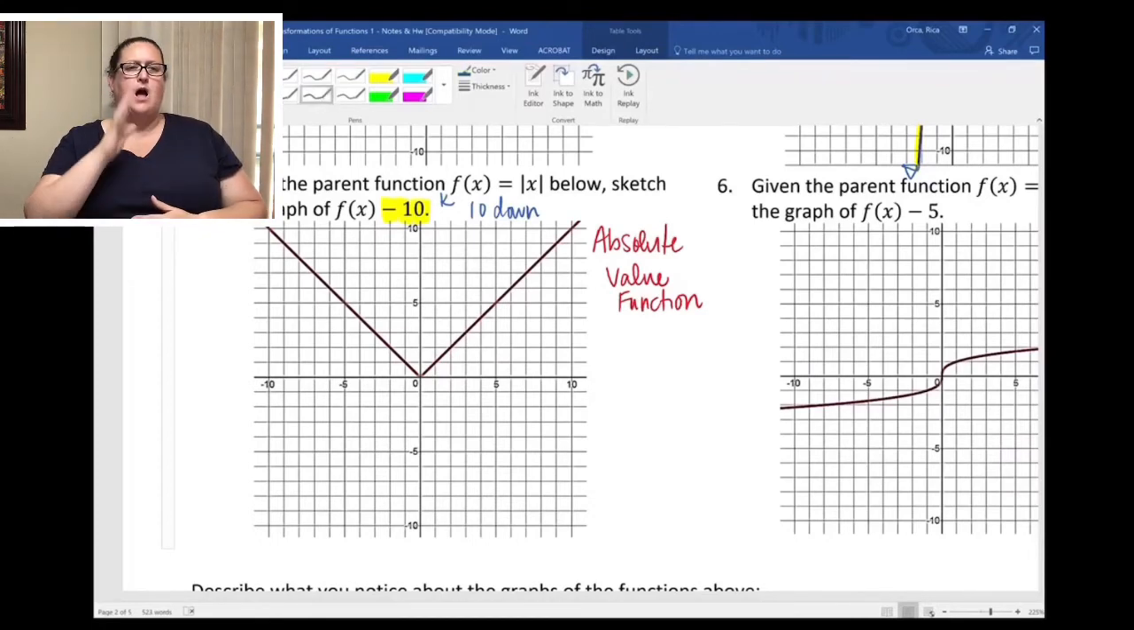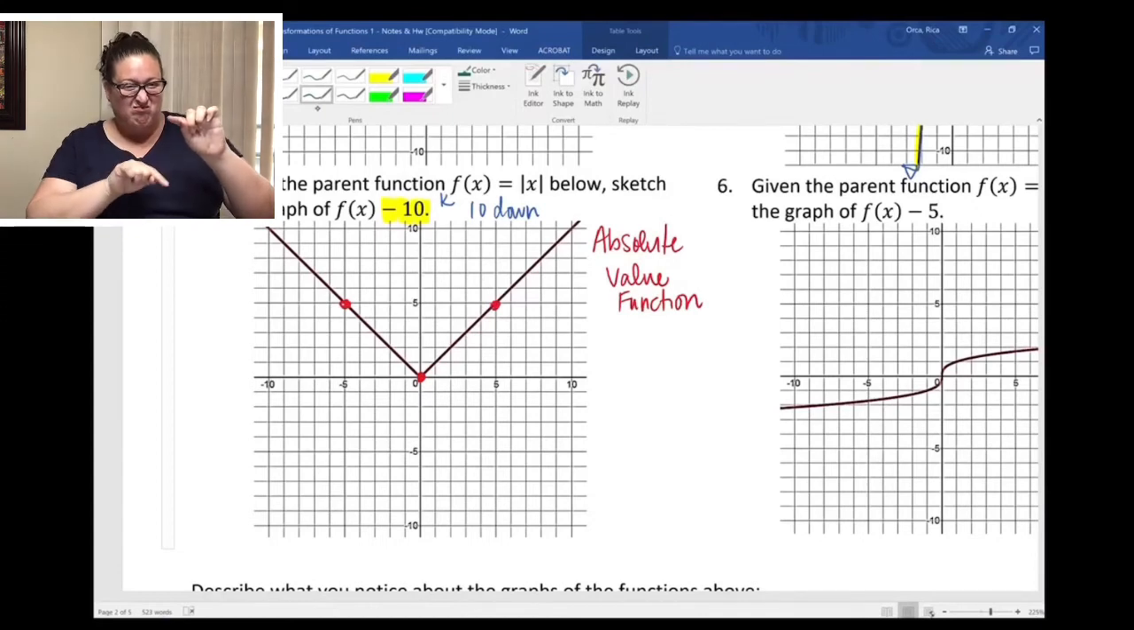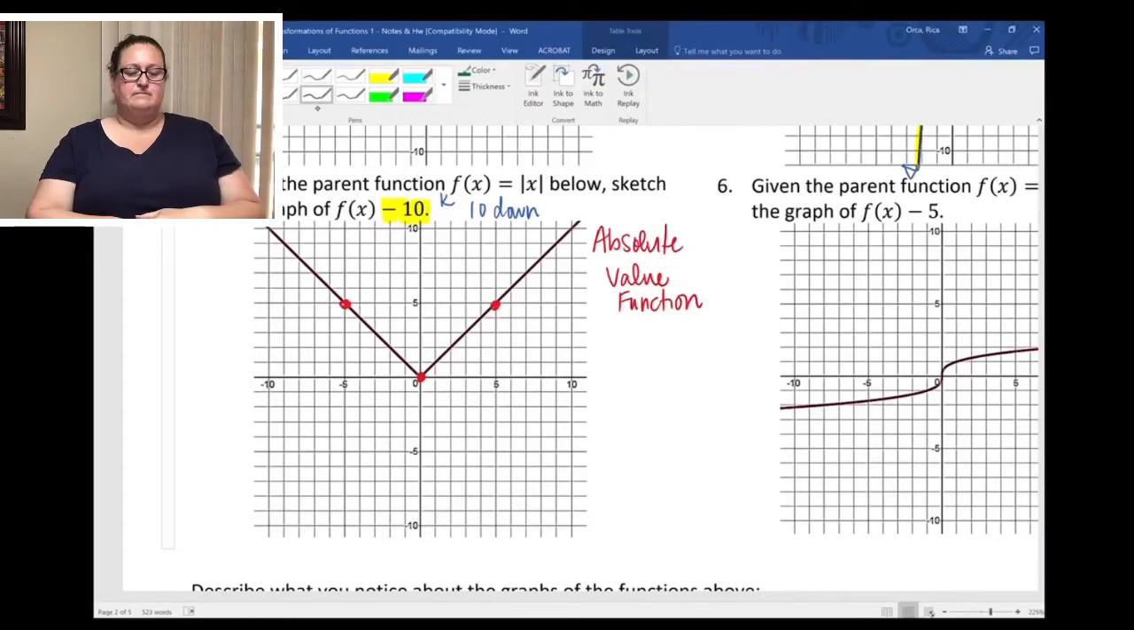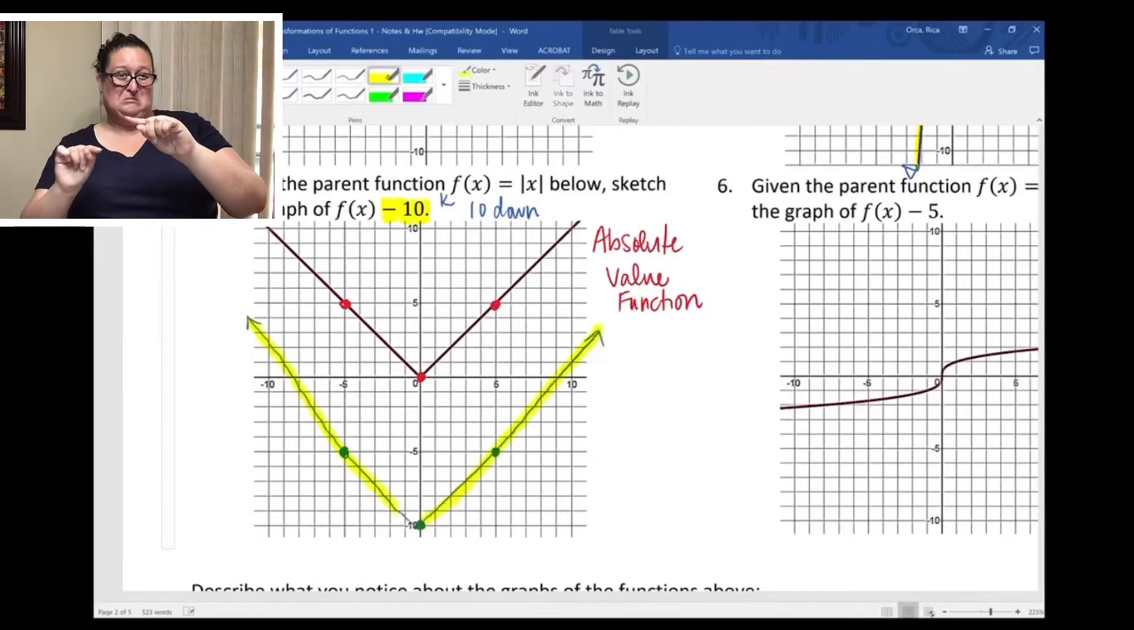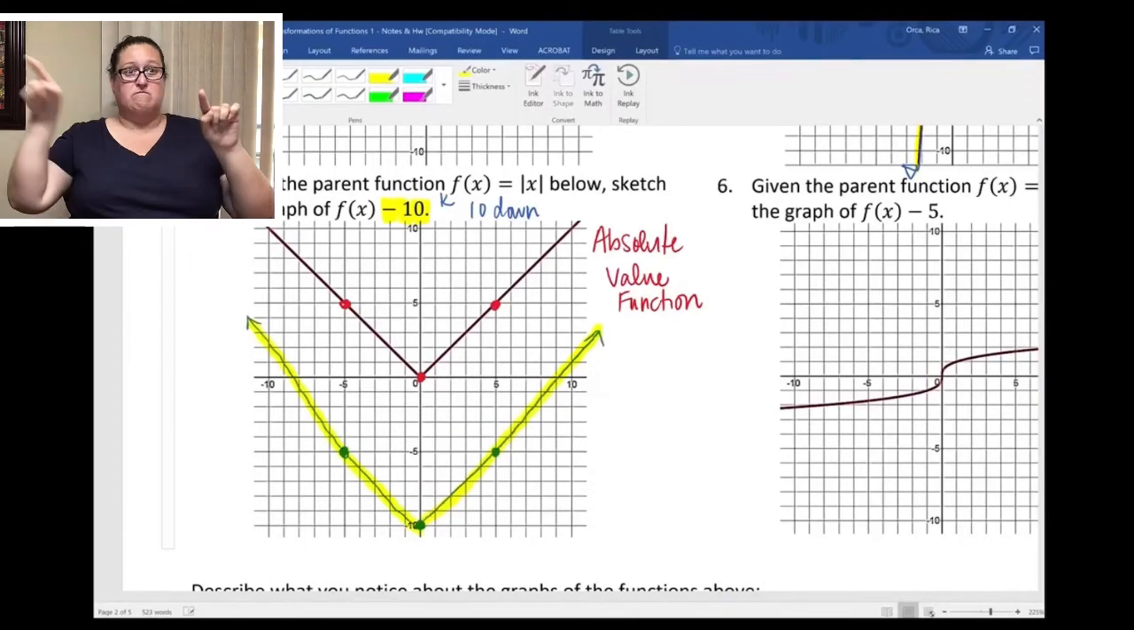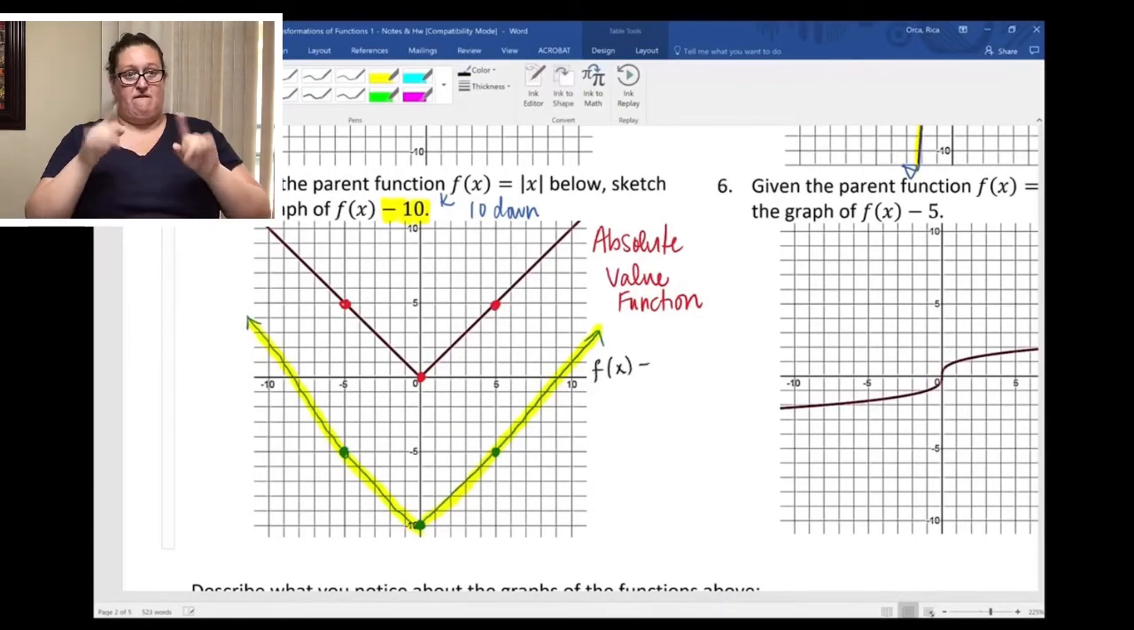I want to go with 0, 0, -5, 5, and 5, 5. Let's move -5, 5, 10 units down. 1, 2, 3, 4, 5, 6, 7, 8, 9, 10. Now let's move 0, 0, 10 units down. And let's move 5, 5, 10 units down. Here's our graph and label f of x minus 10.